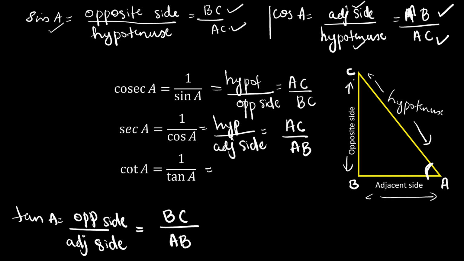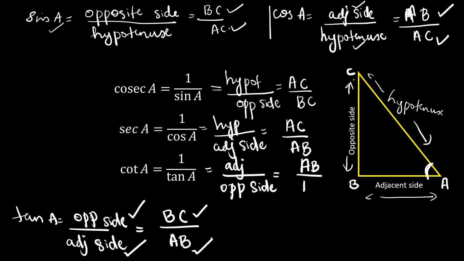Now what will be cot A? Cot A is the reciprocal of tan A, which is adjacent side divided by opposite side, which is equal to AB divided by BC. This is all about the trigonometric ratios, that is sin A, cos A, tan A, cosec A, sec A and cot A.